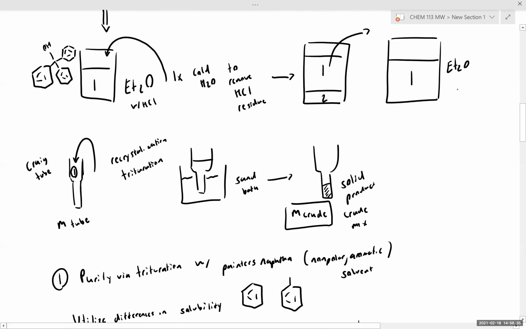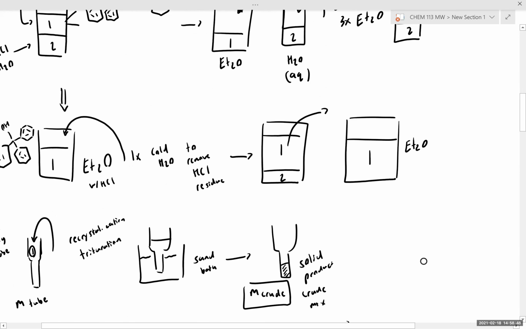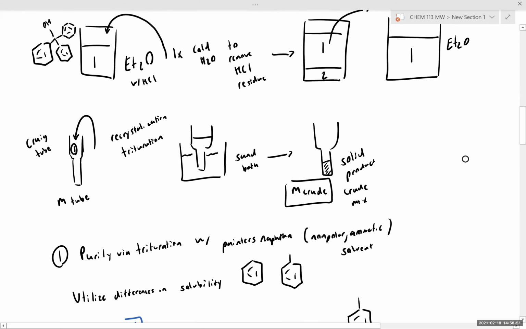With our ether layers, which contain our reaction product mixture, we're then going to load our sample into a Craig tube. This is used for recrystallization and trituration, and we're going to record the mass of the empty Craig tube before we've added our reaction mixture in diethyl ether. We're then going to evaporate the reaction mixture and isolate our crude solid.